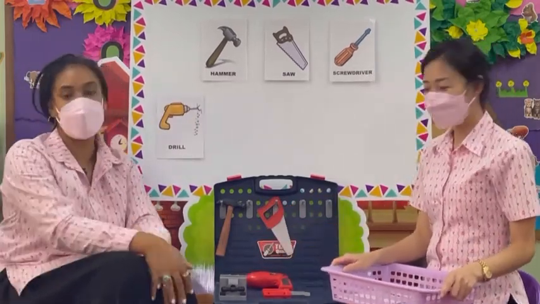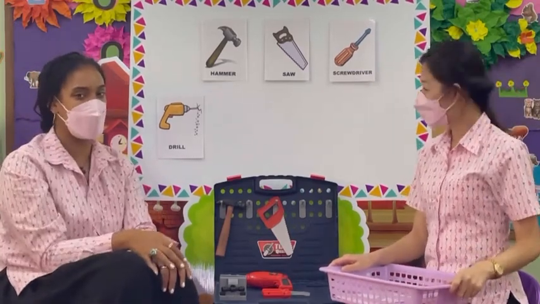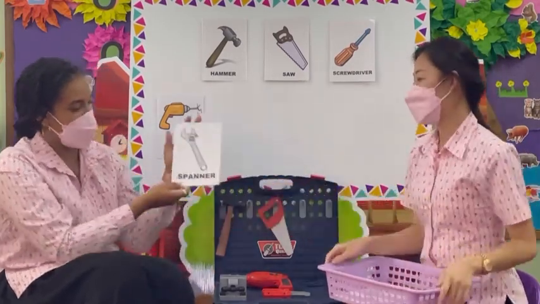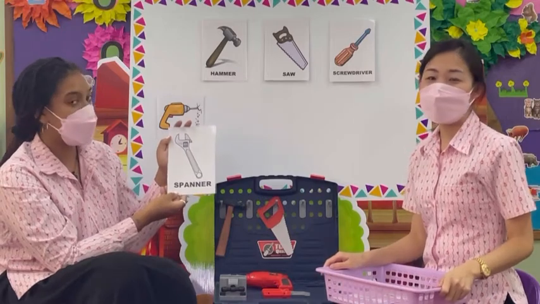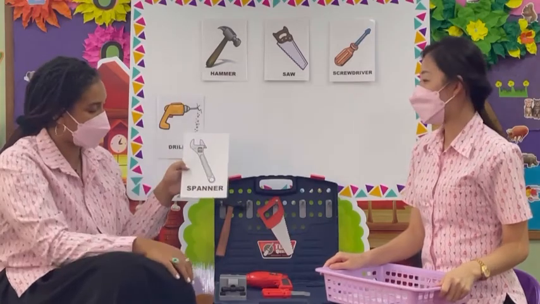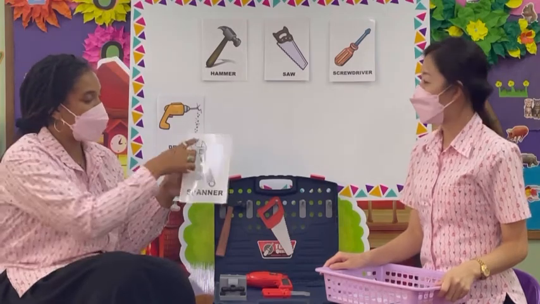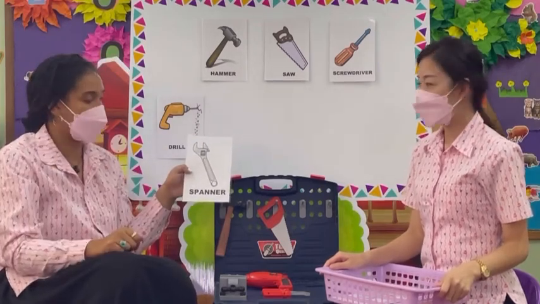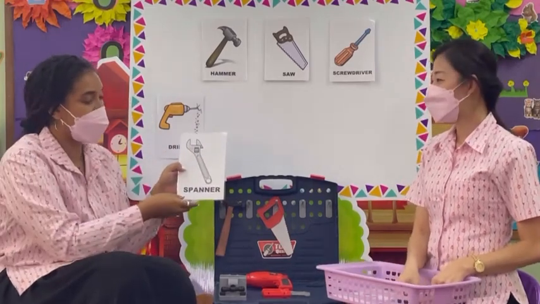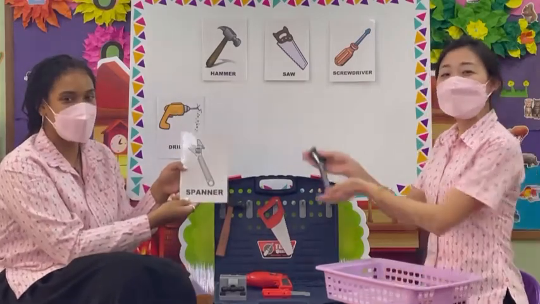Okay, next, our next tool. So tool number 5. What could it be? What is it? Ta-da! Here we have a spanner. Good. So as you can see, a spanner has a space at the top. And what a spanner does is it helps us turn around things that we can't use with our fingers. Spanner helps us turn around and tighten things that we can't use our fingers for.